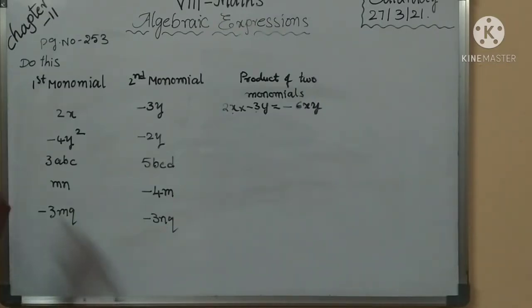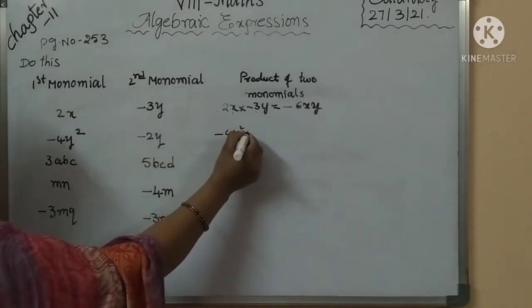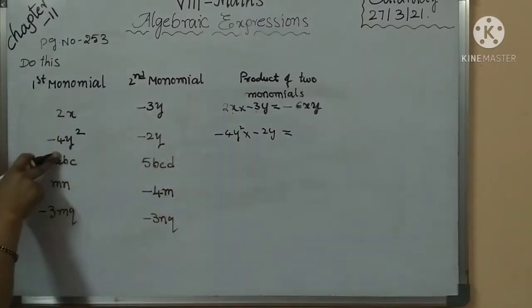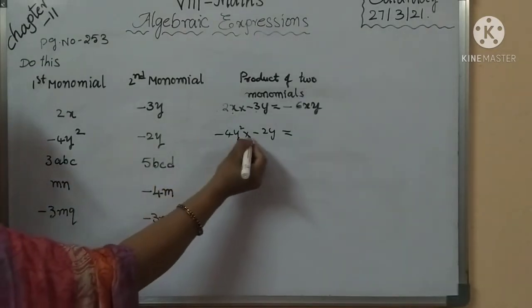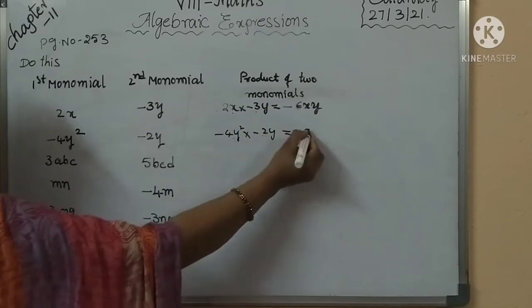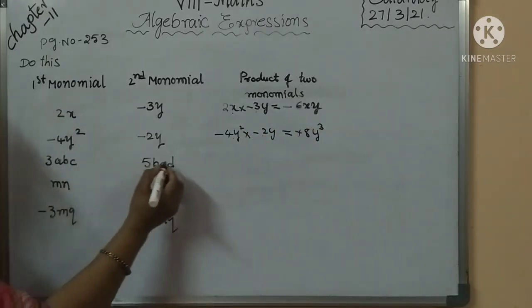So next one is minus 4y square into minus 2y. It is a monomial and it is also a monomial. Monomial means a single term is called a monomial. So here minus into minus is plus, 4 2s are 8. y into y square is y cube.